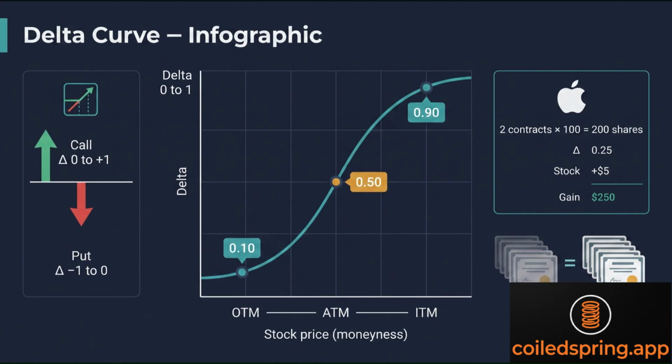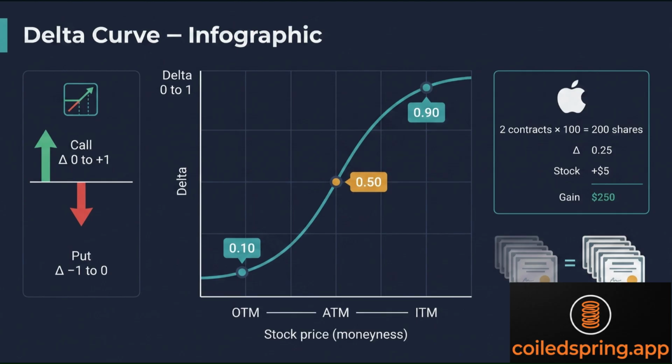Now here's the way to think about this that most traders find immediately intuitive. A delta of 0.25 on 200 shares means your option position is behaving like you own 50 shares of Apple, not 250. Because 200 times 0.25 equals 50. Your 2 contracts respond to the market as if you held 50 Apple shares.